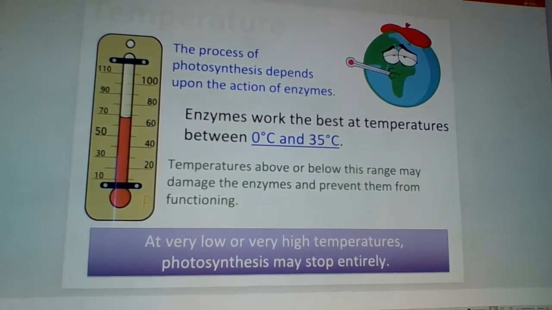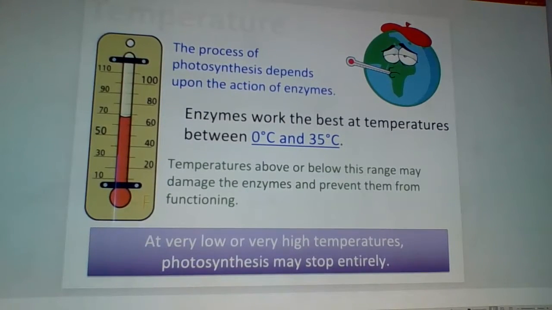Temperature is also a very big factor in this process. It depends on the action of enzymes. Now we know that enzymes work the best at temperatures between 0 degrees Celsius and 35 degrees Celsius. That's right around close to 70 degrees Fahrenheit, which is the perfect temperature for humans, so plants are not unlike other animals. Temperatures above or below this range may damage the enzymes and prevent them from functioning. At very low or high temperatures, photosynthesis may stop entirely.